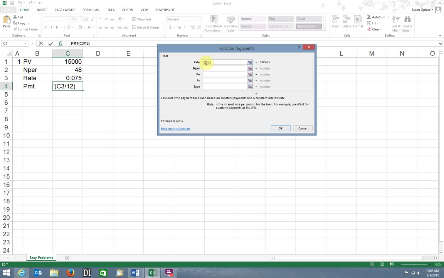So I've got my cell C3 divided by 12, which is going to give me a rate of 0.00625, or 0.625, or 5/8% per month, right? Cool. Okay, my number of periods, I've already got it broken down into the months.